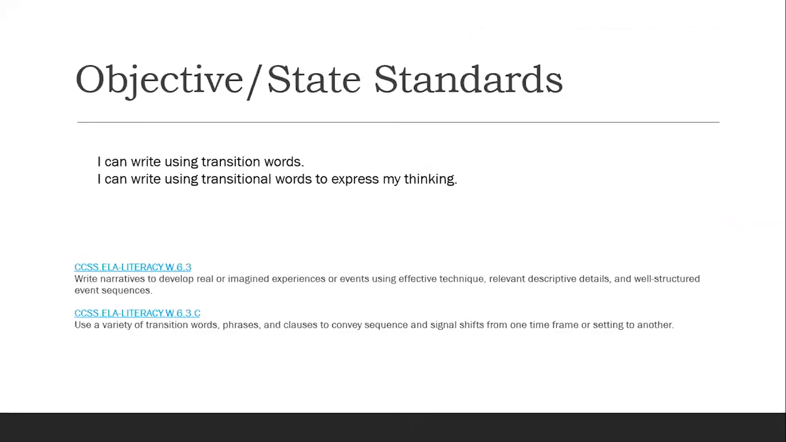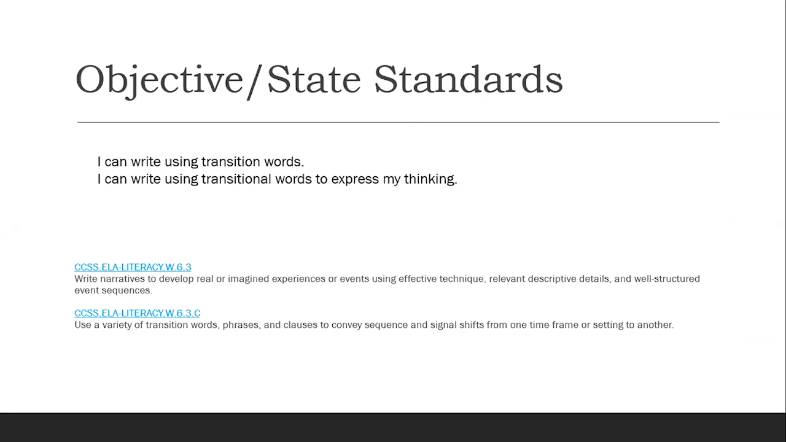Going over objectives and state standards, because I'm doing a writing, I showed you both. I typically like to write things in I can statements. This can translate to whatever you're asking the child or the group to do. I can write using transition words. I can write using transition words to express my thinking. I pulled the state standard. Some of you, for IEPs, often will have that state standard linked with your IEP, depending on district. I'm giving you that option. If you don't use it, don't use it.